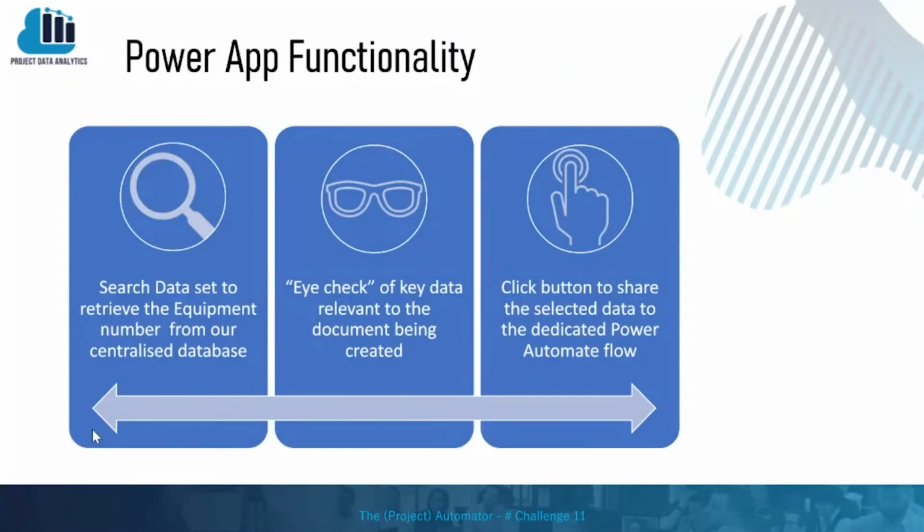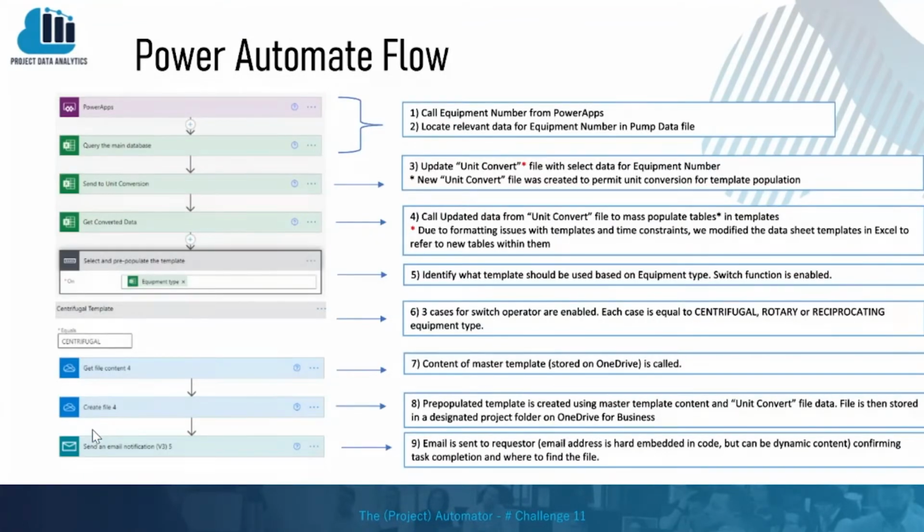The Power App functionality is very straightforward. The user is given an opportunity to search for the data set and to retrieve the equipment number, and there is an ability for them to verify that the data is indeed correct, or they can go back and reconfirm the equipment number. Then they can click Submit. That will trigger the Power Automate flow. The Power Automate flow will then go through a number of steps.